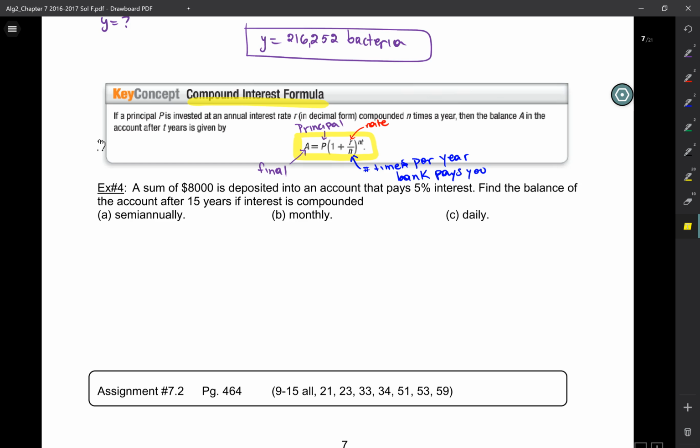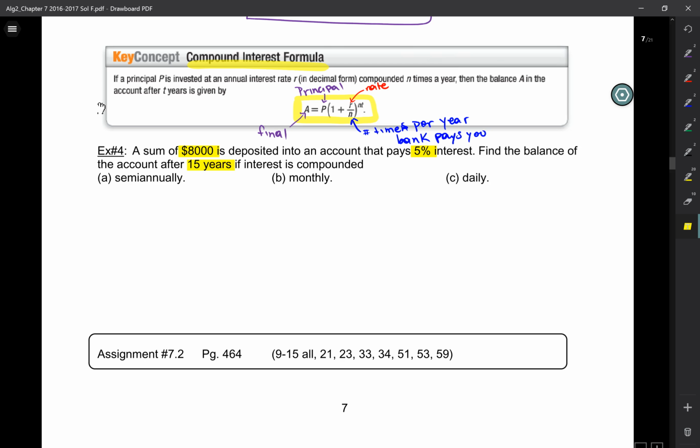All right, so let's do this one. A sum of $8,000 is deposited into an account with 5% interest. If the bank pays you interest quarterly, then n is 4 because there are 4 quarters in a year. Now find the balance in the account after 15 years, if the interest is compounded, and we have 3 situations here: semi-annually, monthly, daily.